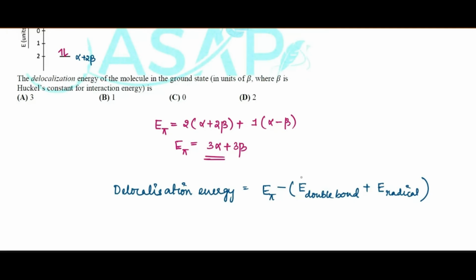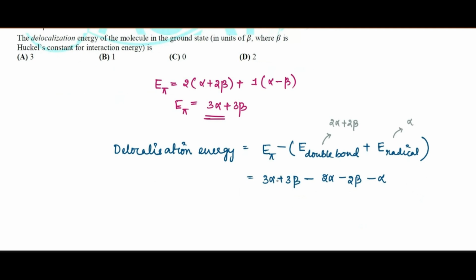Now always remember the energy corresponding to the double bond is always 2 alpha plus 2 beta. Always. However many double bonds there are, you have to multiply by 2 alpha plus 2 beta. And the energy corresponding to each radical electron is alpha. Okay, we have to substitute all this. So when we substitute, what do we get? You have 3 alpha plus 3 beta minus the double bond, which is 2 alpha plus 2 beta, and the radical, which is alpha. After substituting all this, 3 alpha cancels out, leaving 3 beta minus 2 beta. The final answer is beta. The correct answer is option beta. How many betas are there in the answer? Just one beta. Option B.